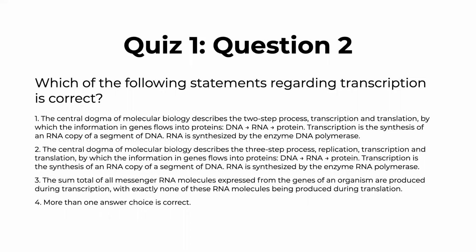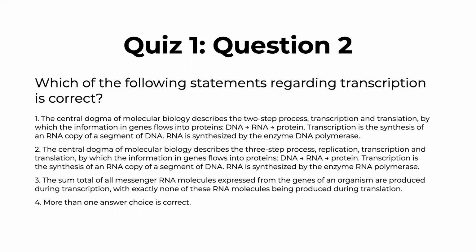Which of the following statements regarding transcription is correct? 1, the central dogma of molecular biology describes the two-step process, transcription and translation, by which the information in genes flows into proteins, DNA to RNA to protein. Transcription is the synthesis of an RNA copy of a segment of DNA. RNA is synthesized by the enzyme DNA polymerase.